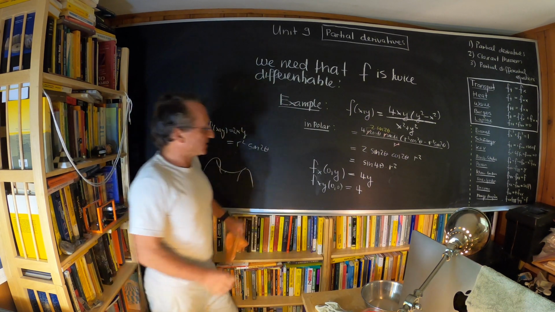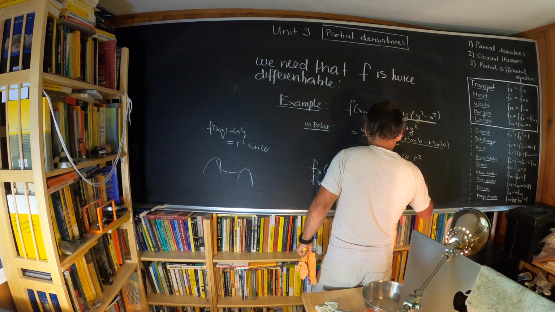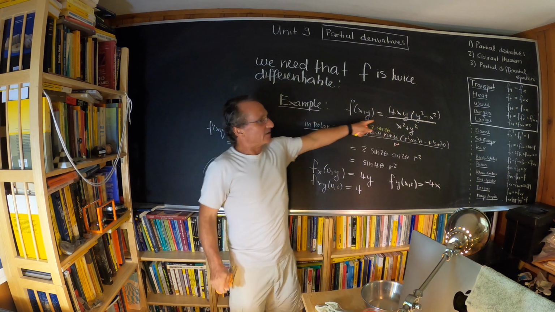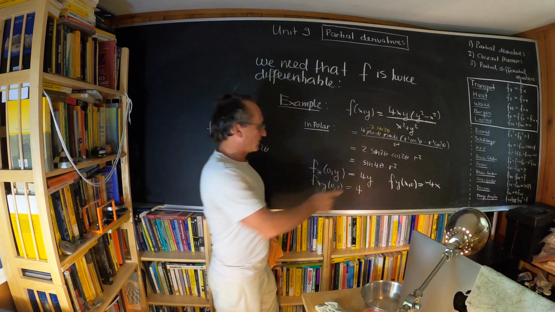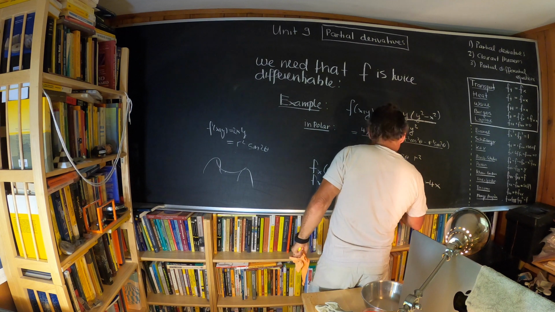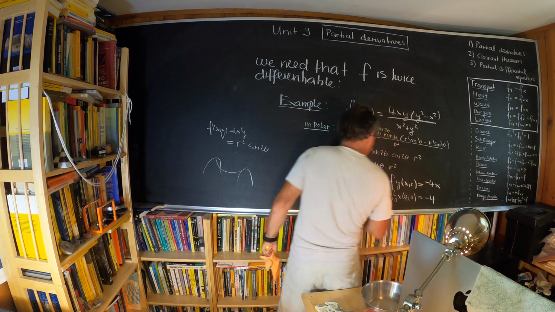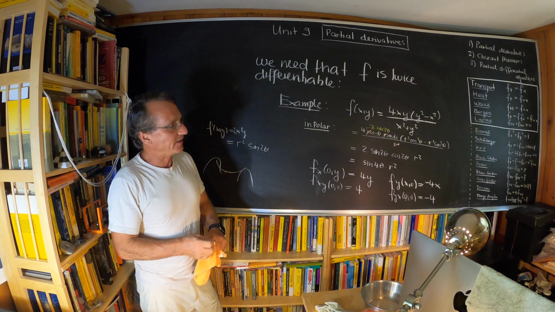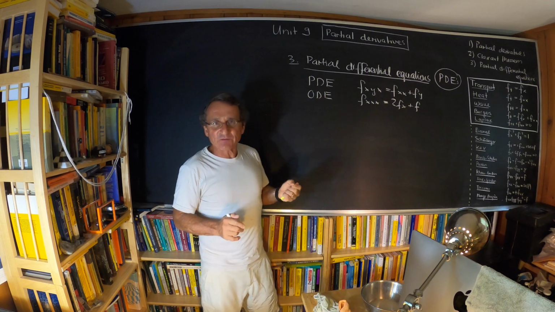Now you can also take the derivative with respect to y. f_y(x,0) is just minus 4x. Again, you take just twice the derivative, and then you plug in y equal to 0, and you get minus 4x, and f_yx(0,0) is then just minus 4. So you see, f_xy(0,0) is not f_yx(0,0).